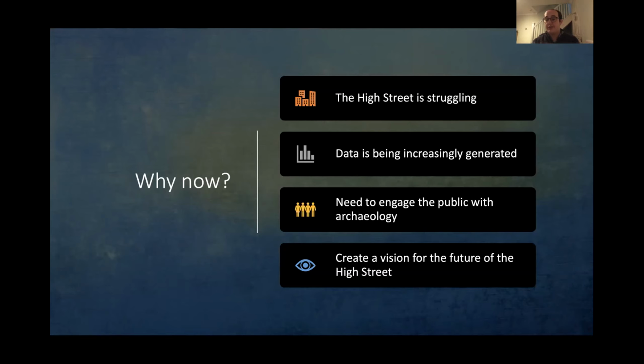I also believe that we need to engage back with the community about the local archaeology. We need to show them how their little village is important for the heritage, and why it is important that we think they know it's important. But lastly, I want to create a vision of the future of the high street. I want to reclaim it and turn it back into the community space that it originally was, where people actually want to spend time and can hang out.